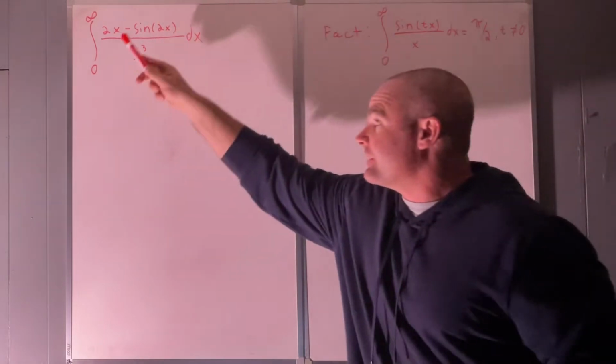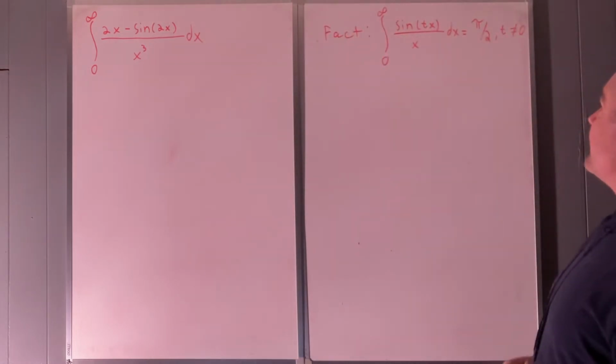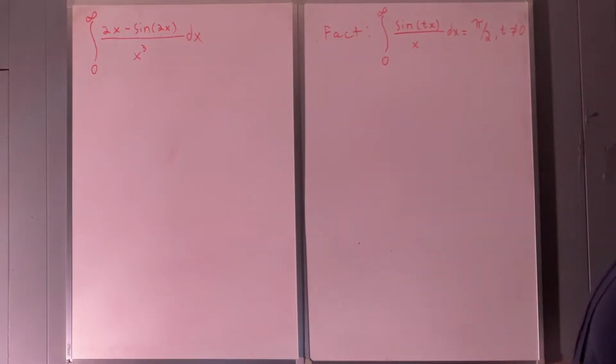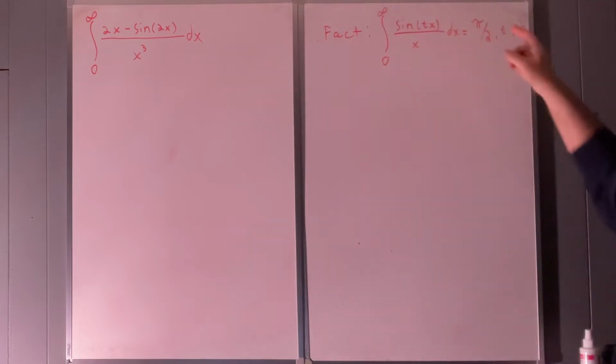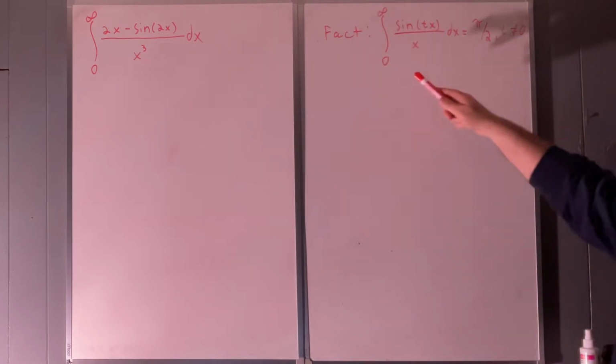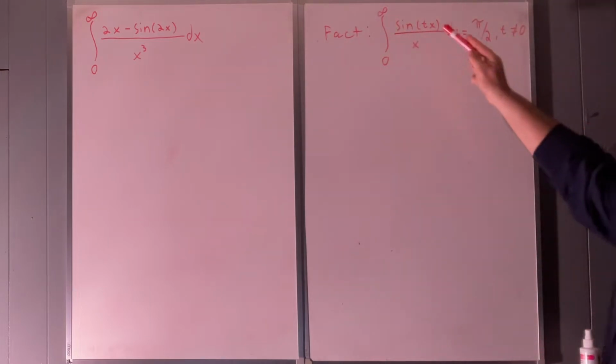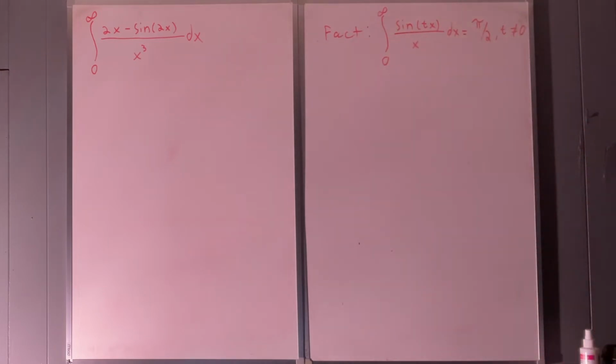Today we'll be doing this integral using Feynman integration and also this fact, which I've proved several times on the channel and utilized several times on the channel, that the integral from 0 to infinity of the sine of tx over x dx is equal to pi over 2 for all t not equal to 0.